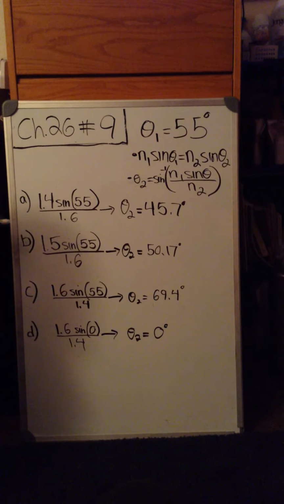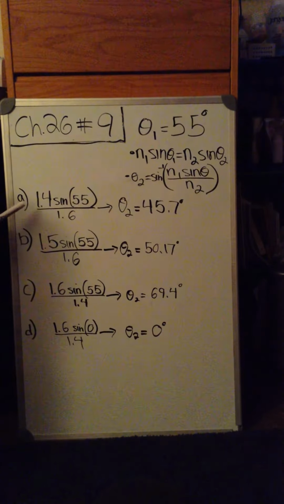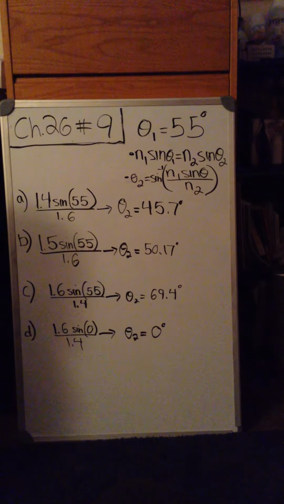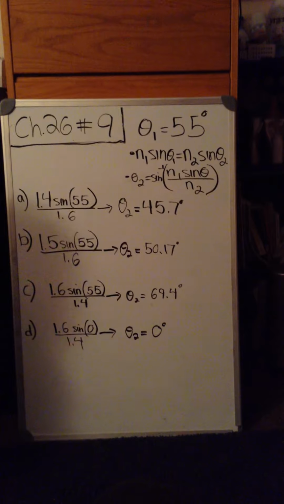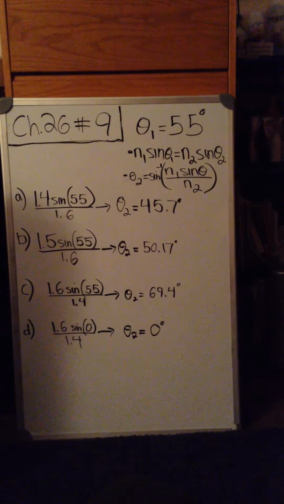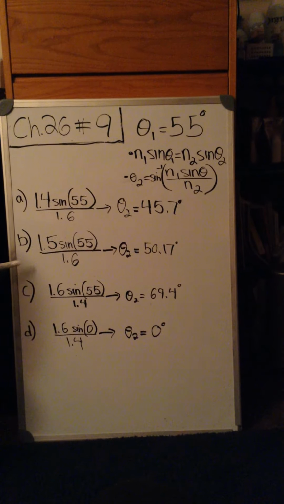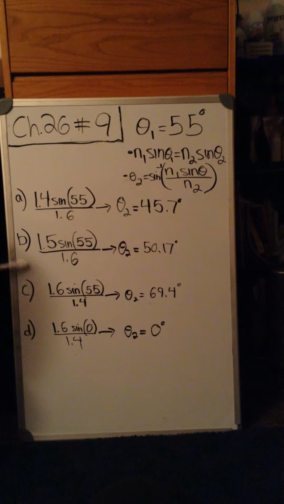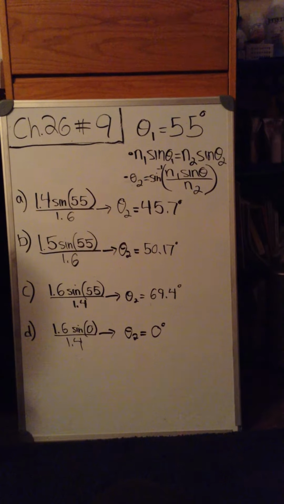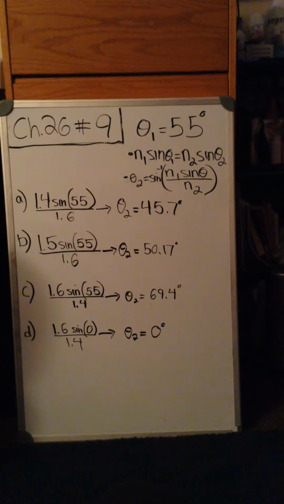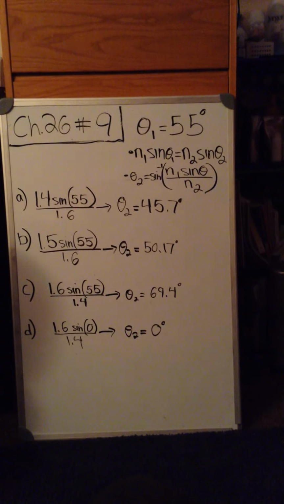In figure A, n1 is 1.4 and n2 is 1.6, and the problem states that the angle of incidence, or theta 1, is 55 degrees in this case. So applying this equation, we attain a value of 45.7 degrees for theta 2. In figure B, n1 is 1.5, n2 is 1.6, theta 1 is still 55 degrees, so we attain a value of 50.17 degrees.